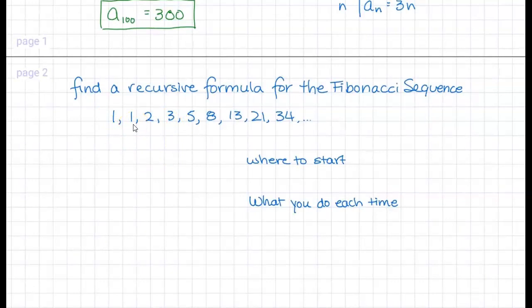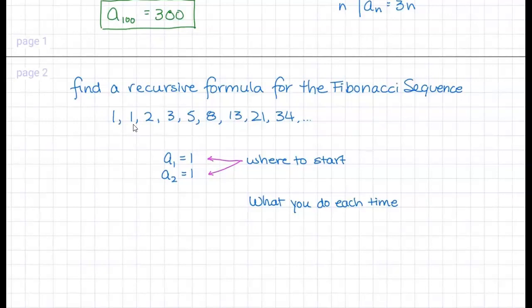So my where to start in this case, I have to give the first 2 terms. And so I just say, the first term is 1, the second term is 1. Now I've defined where to start. Now I have to say what I do each time. And so what do I do each time? Well, to find a term, you add the 2 previous terms. So let's see what this looks like then.